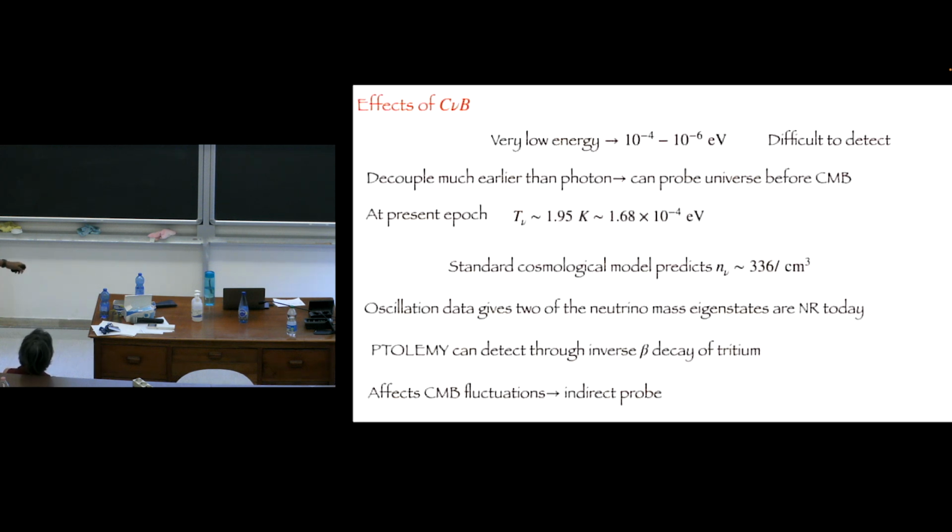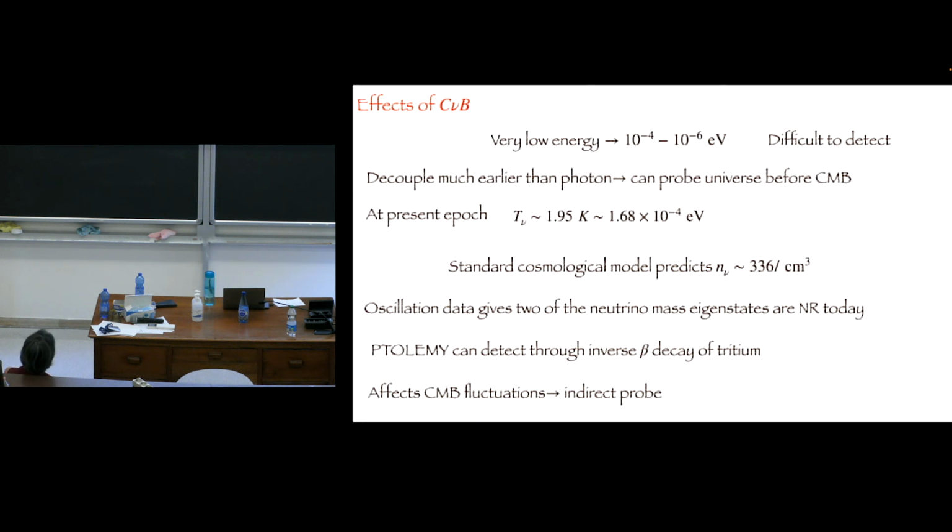So now the point is that we know there is a cosmic neutrino background, as Monibrotho told. The cosmic neutrino background's energy is very small, 10 to the -4 to -6 eV, and it is very hard to detect. But if we can detect it, we can probe the universe much earlier than the CMB epoch, because neutrinos decouple much earlier than the photon. At the present epoch, T_nu is of the order of 10 to the -4 eV, and if you calculate the number density of these neutrinos, for Dirac neutrinos, including all particles and antiparticles, you get n_nu of the order of 336 per centimeter cubed.